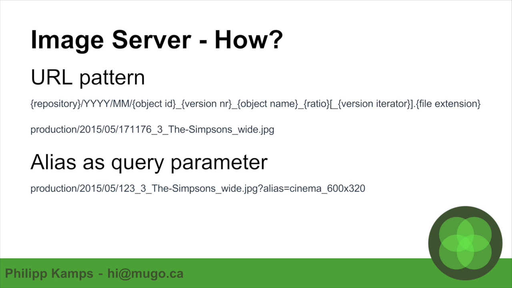If you want to access a specific image alias, all you have to do is add a query parameter at the end of the URL specifying the alias. In a concrete example, we have here question mark alias equals cinema 600 by 320.